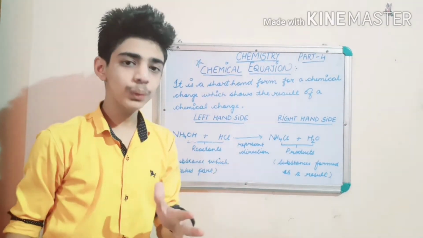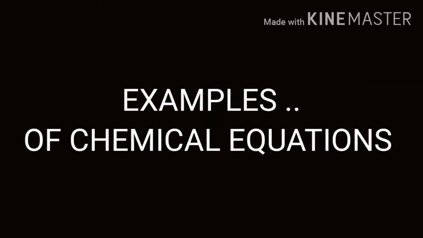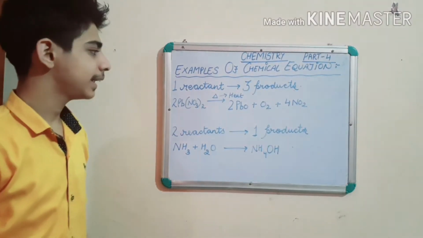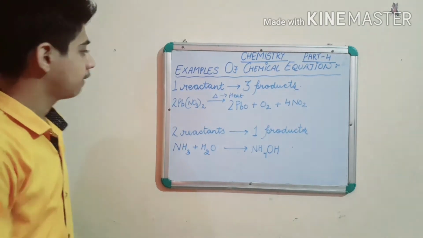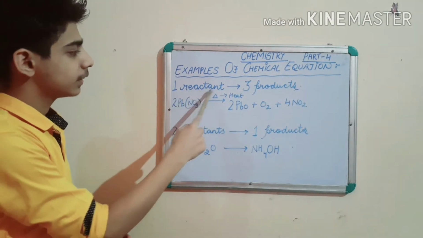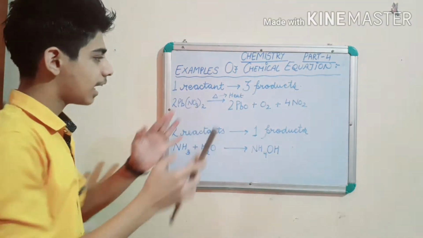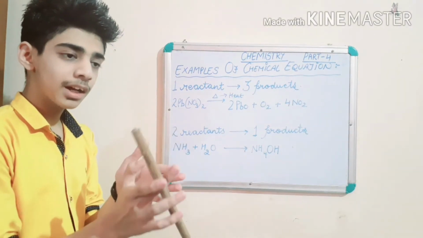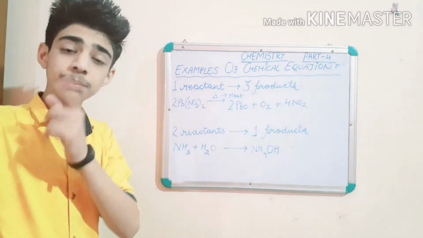Now I am gonna show you some more examples regarding chemical equation. So here are examples of chemical equation. First example, one reactant, 3 products. See, chemical equation is of many types. One product can come out of 3 reactants. One reactant can give out 3 products.